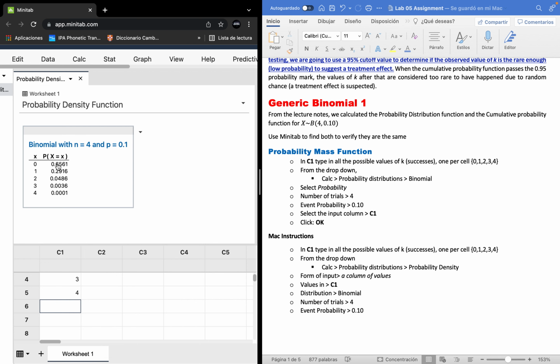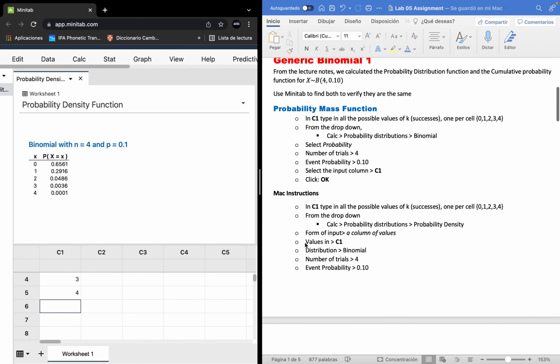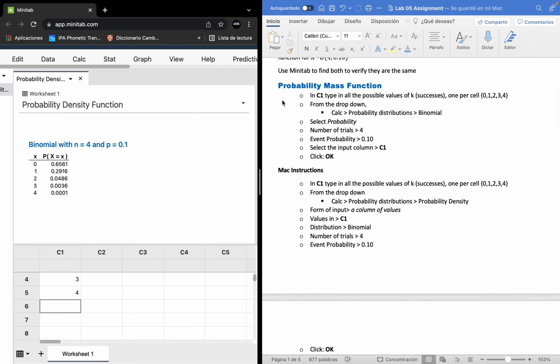And there you have it. When you repeat an experiment that can result only in success or failure with probability of success of 0.10, and you repeat the experiment 4 times, what is the probability you observe 0 successes? 0.6561. 1 success, 0.2916. 2, 0.0486, and so on. This is the interpretation. This is the probability mass function part.